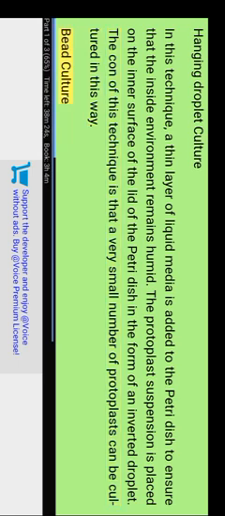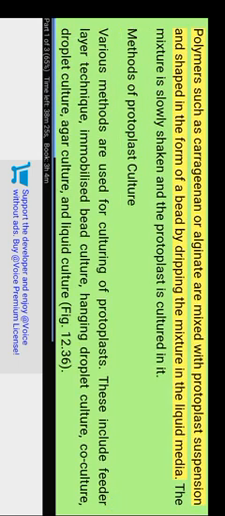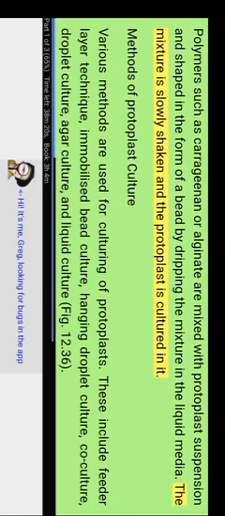Bead culture. Polymers such as keratin or alginate are mixed with protoplast suspension and shaped in the form of a bead by dripping the mixture in the liquid media. The mixture is slowly shaken and the protoplast is cultured in it.